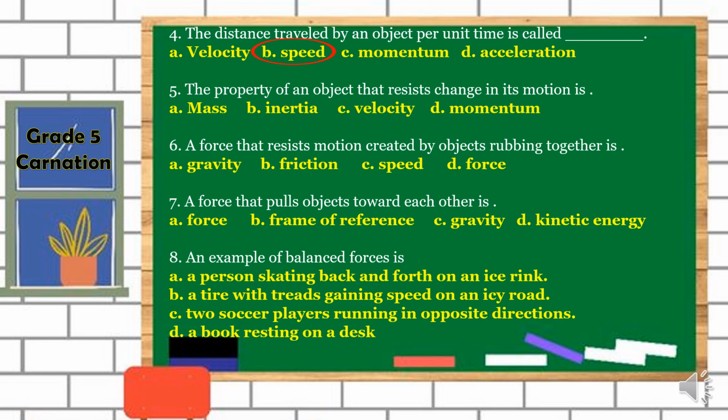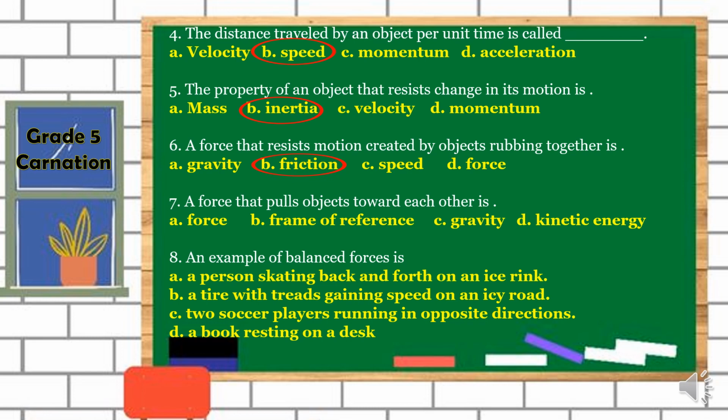Okay, number 5. The property of an object that resists change in its motion is blank. A, mass. B, inertia. C, velocity. D, momentum. So the answer is inertia. Number 6. A force that resists motion created by objects rubbing together is blank. A, gravity. B, friction. C, speed. Or D, force? The answer is letter B, friction.